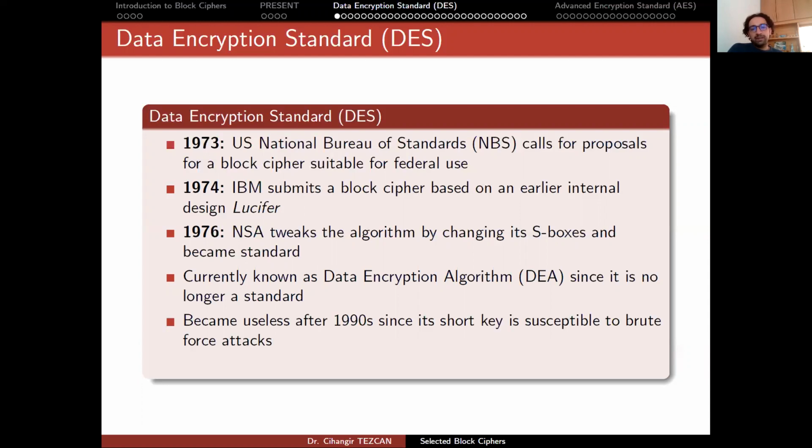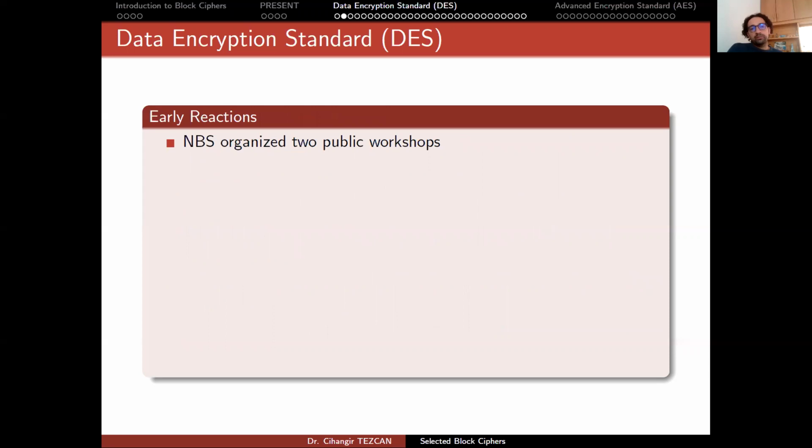It became useless after the 1990s since its short key is susceptible to brute force attacks. That is the main problem. Still, it is one of the most widely implemented ciphers in the world. Again, it is used in triple DES, which I will be mentioning in a few minutes. So, what were the early reactions?